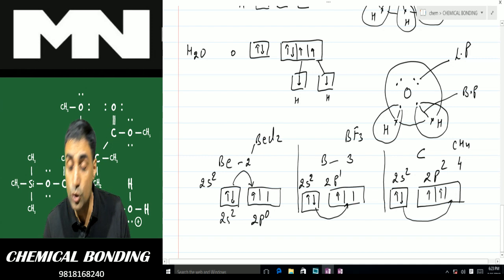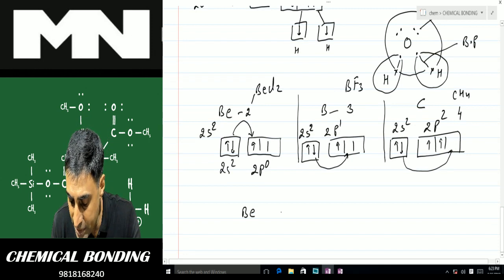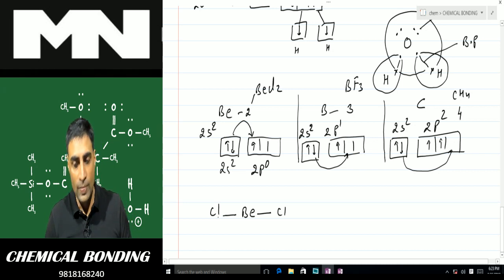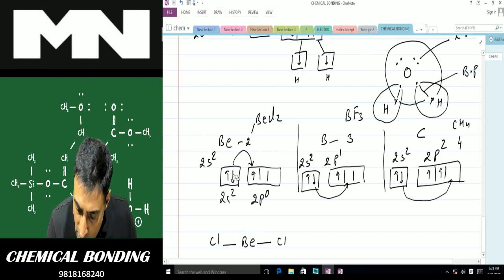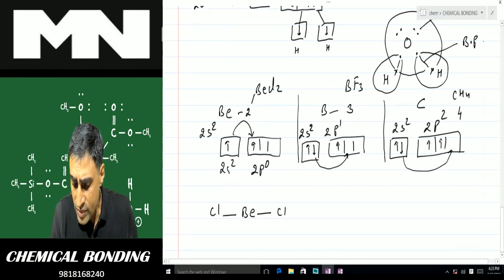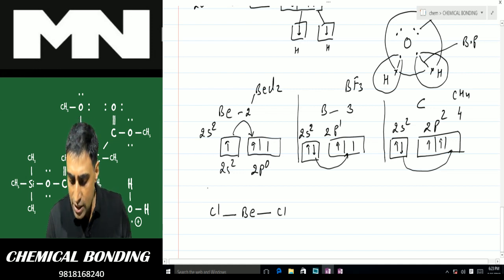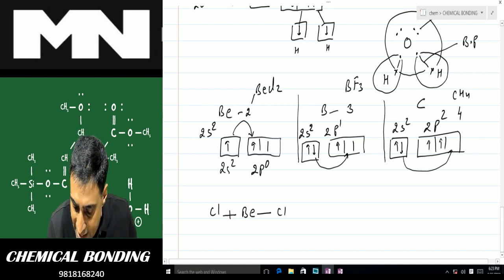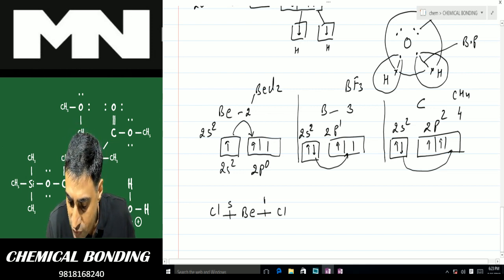Well, in that case, another question arises. Suppose I talk about the structure of beryllium chloride, BeCl2. BeCl2 is a linear molecule. Now, if we have a look at the configuration here, I'll remove this one electron from here. If we have a look at the configuration, that means one of the unpaired electrons in beryllium is present in valence s and another unpaired electron is present in valence p. That means out of these 2 bonds, one of the bonds is formed by s, another bond is formed by p. Suppose this is formed by s and this is formed by p.